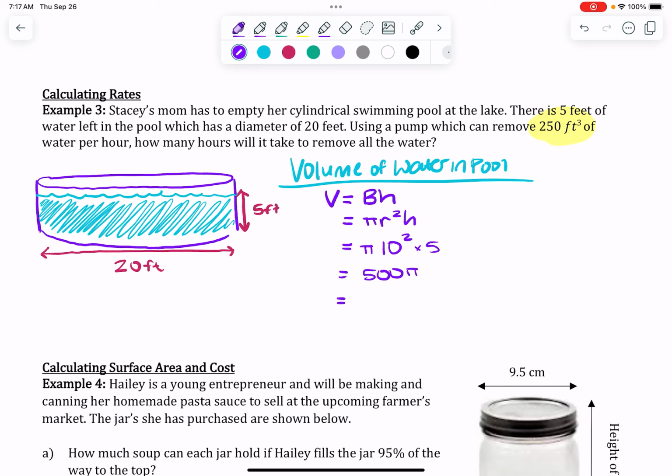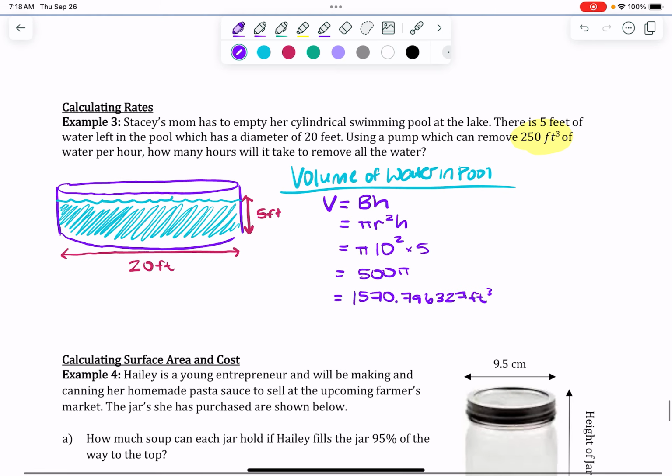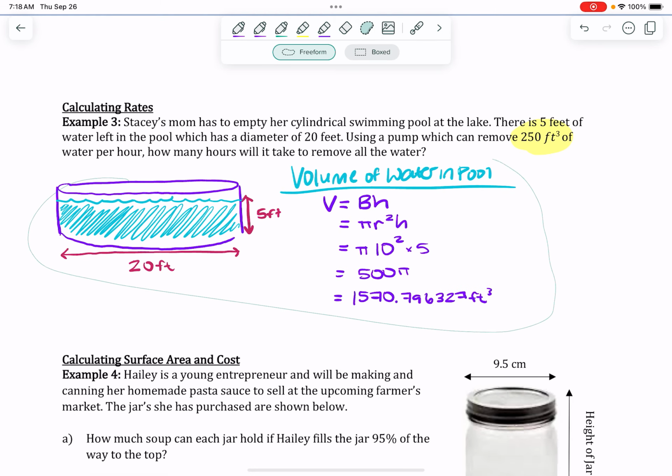But I could also plug that into my calculator. When I plug that into my calculator, of course I'm going to get something with a butt ton of decimals, and that's A-okay. But we get 1,570.796327 cubic feet. Okay, I made my picture too big.